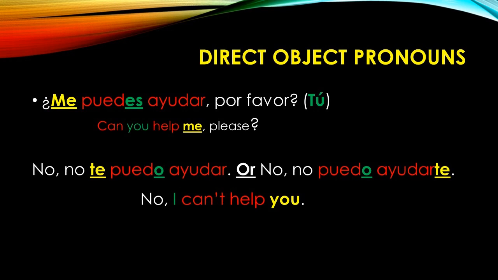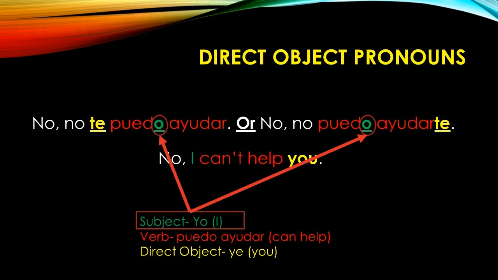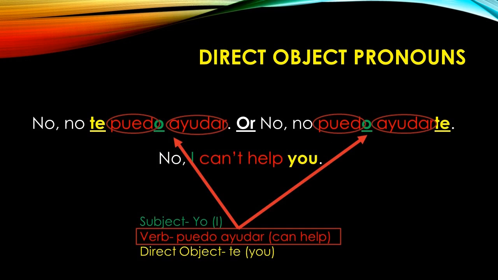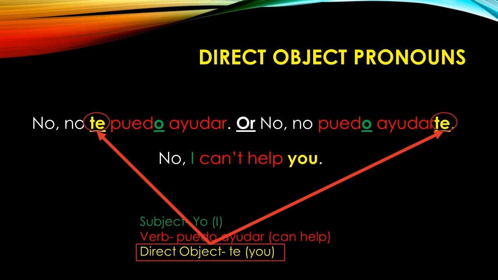Now, in the answer, the person who is listening is now talking, they're responding. So the direct object pronoun switches with the subject pronoun. For example, no te puedo ayudar. So the subject is yo because the verb puedo is in the yo form. The verbs are puedo ayudar. And the direct object pronoun is te, you.